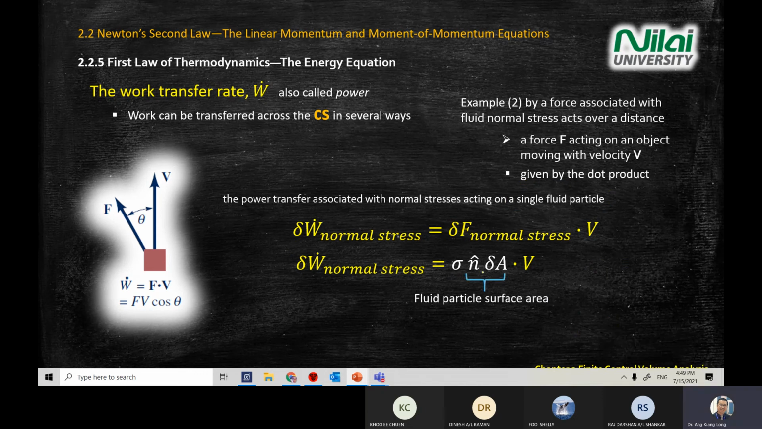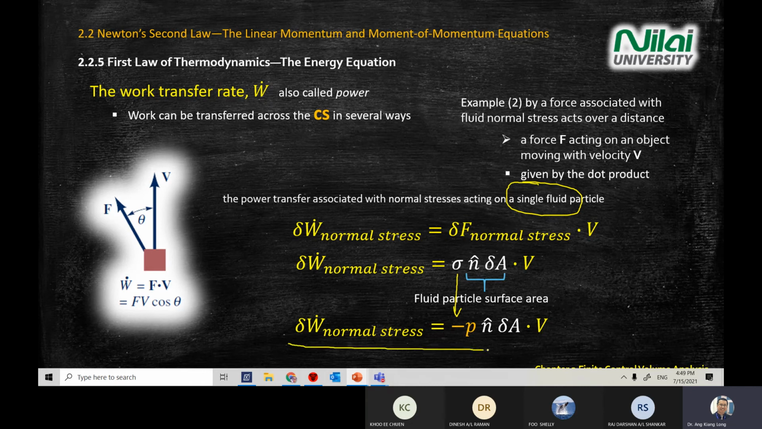So this is the equation when you look at single fluid particles. You can convert the stress into negative P, like we explained just now. So the final equation to generate power for a single fluid particle is minus P delta A dot V. If you want to calculate the overall system, I pull the V beside the P, and I will get minus PV dot N delta A.